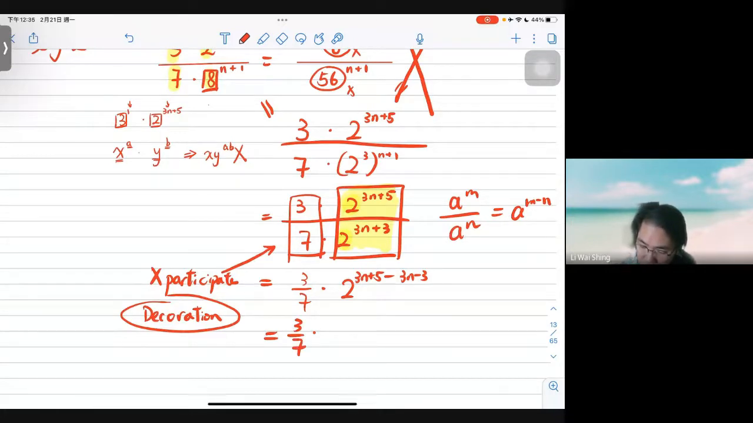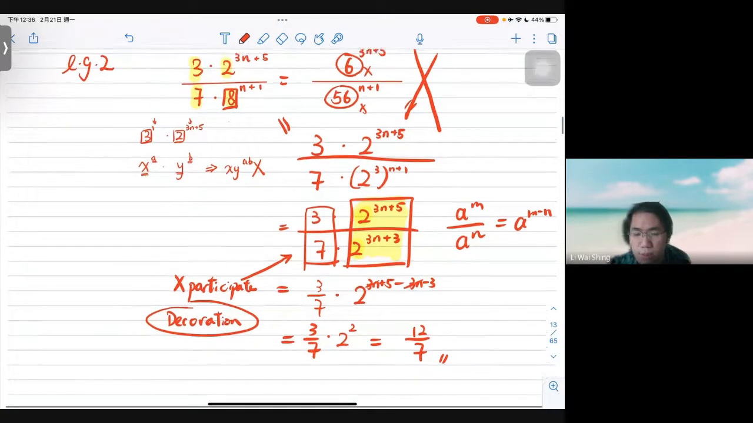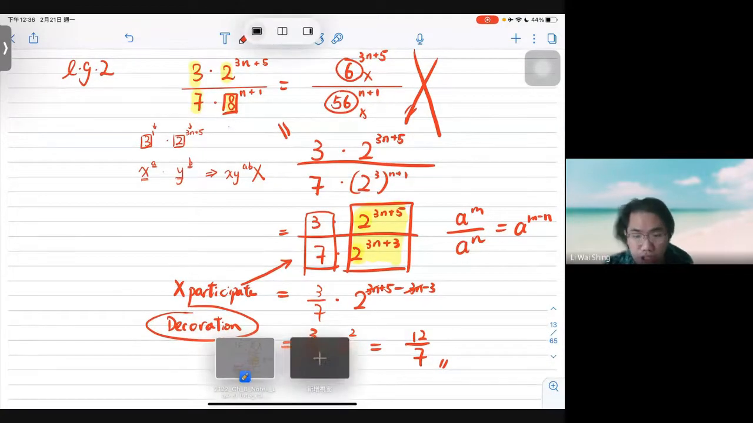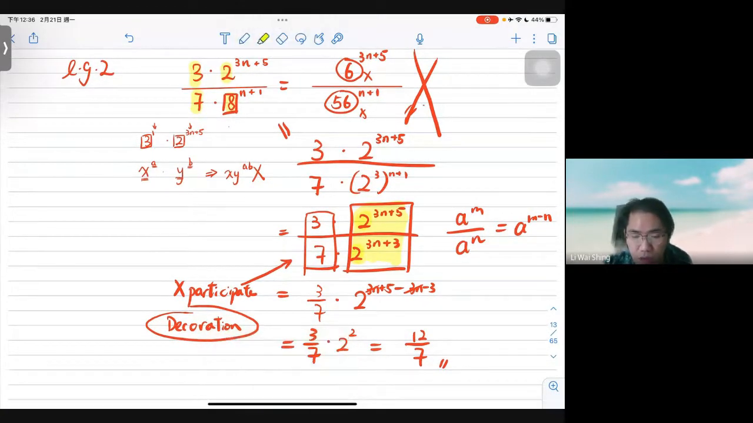After your subtraction, you will have 2 to the power 2. So you will have 12 over 7 as your answer. Remember, when you are doing simplification, only the things with the same base, you can do simplification. The other things that are not with the same base as 2, you don't need to care about that. Okay?